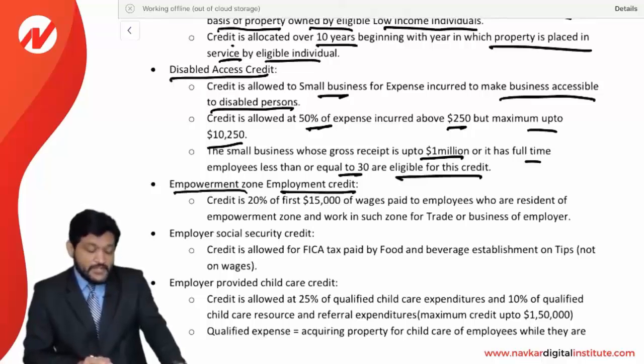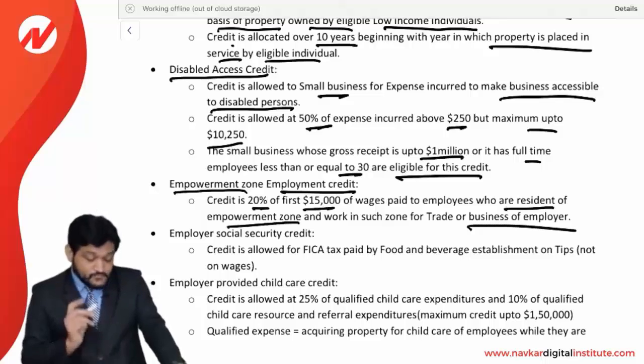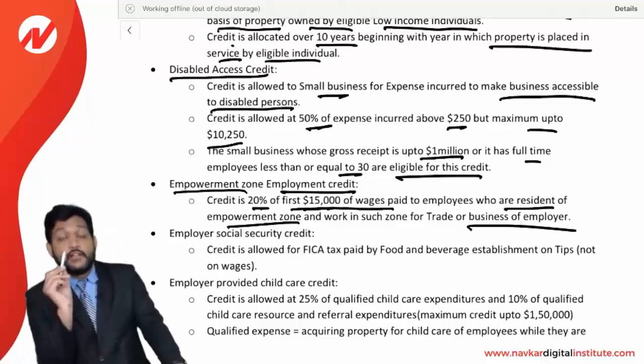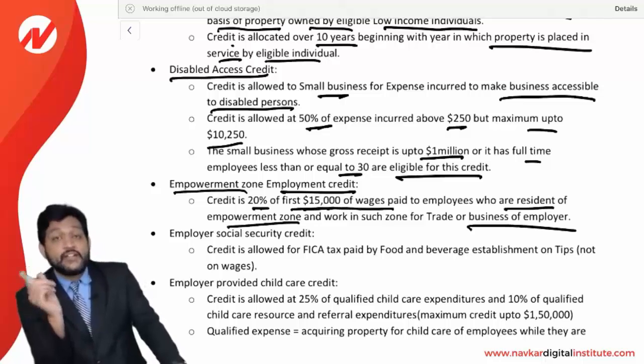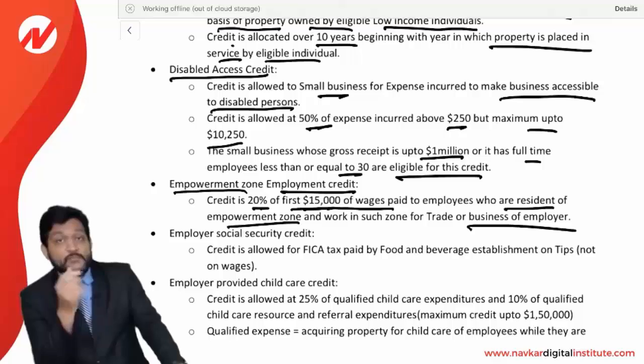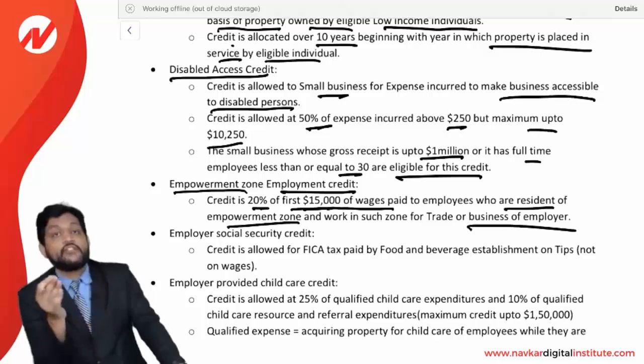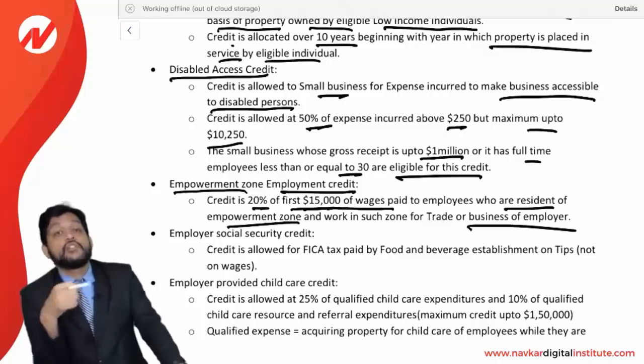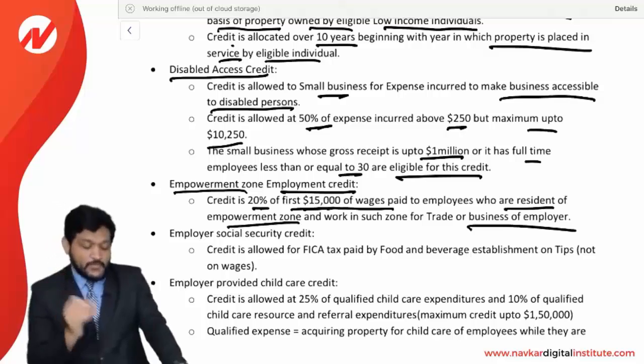Next, empowerment zone employment credit. Credit is 20% of the first 15,000 of wages paid to employees who are residents of the empowerment zone and work in such a zone for a trade or business of the employer. Certain zones have been declared to be empowerment zones, and the employees working in that zone are paid a salary expense. The first 15,000 of salary expense will be eligible for 20% credit. So that is called the empowerment zone credit, specifically allowed to motivate empowerment zones for the purpose of employment.